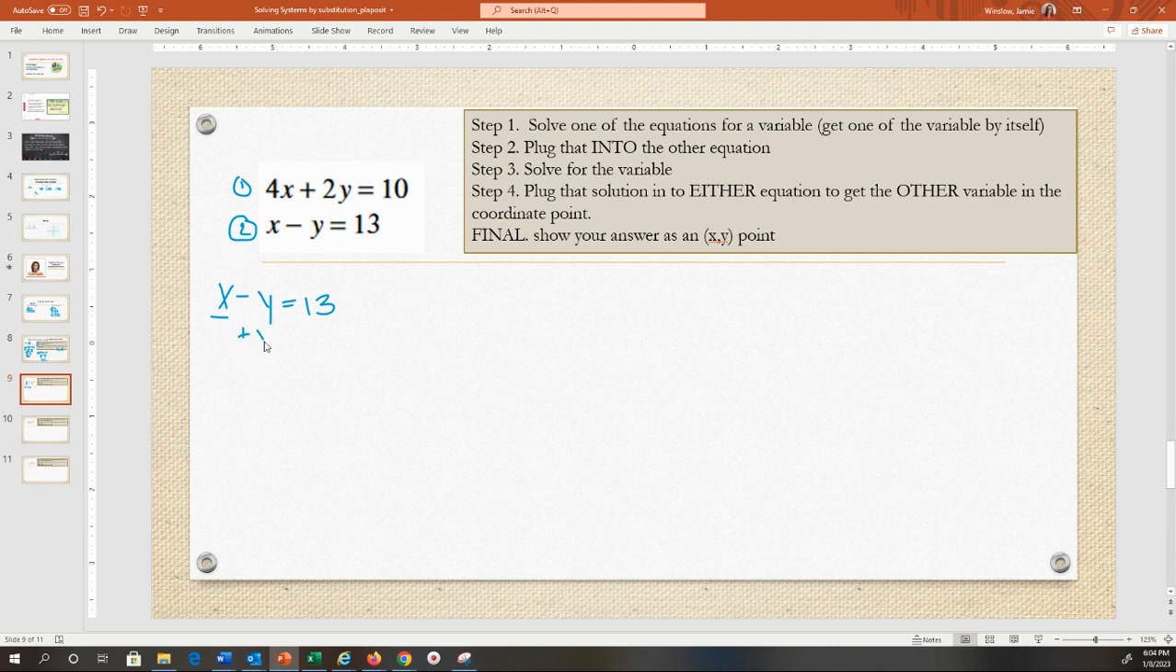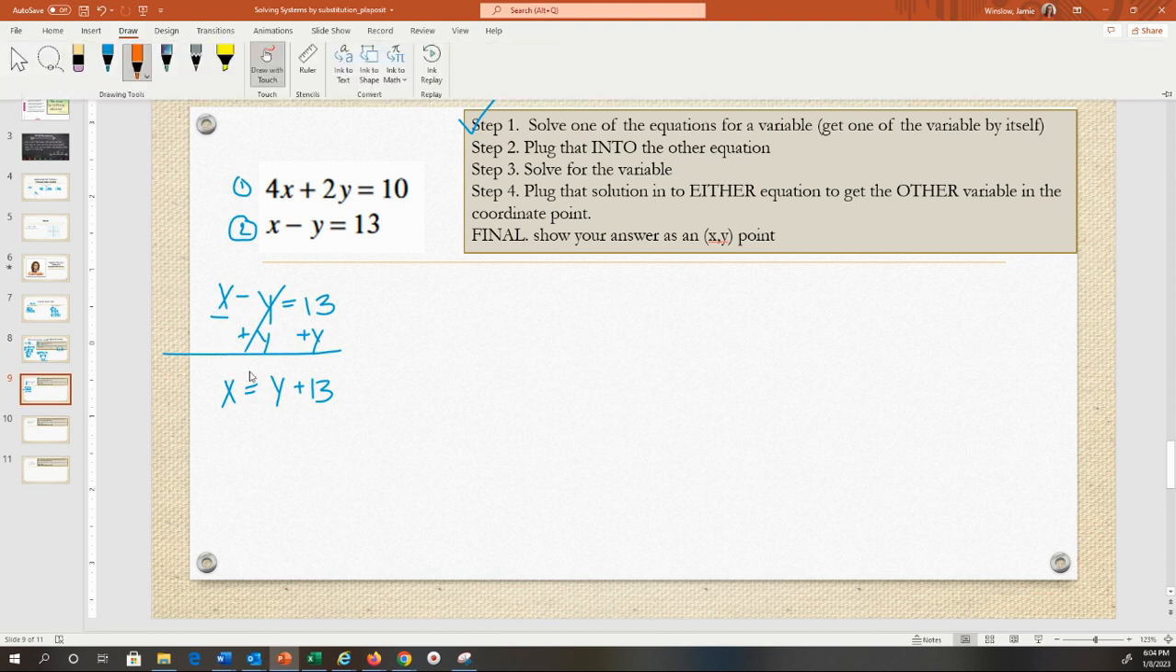So let's just solve for x. We'll add y to both sides. x equals y plus 13. All right, step 1 is done. We got x by itself. Step 2, plug that into the other equation.